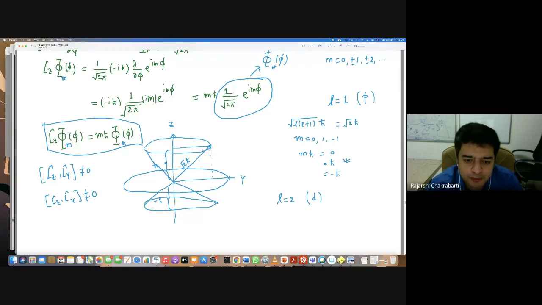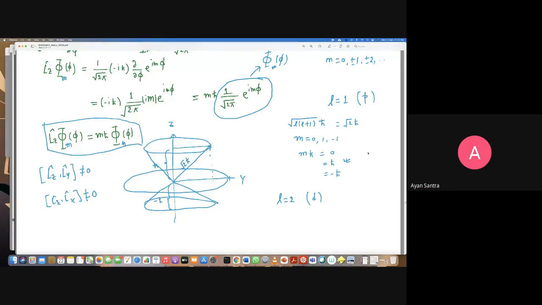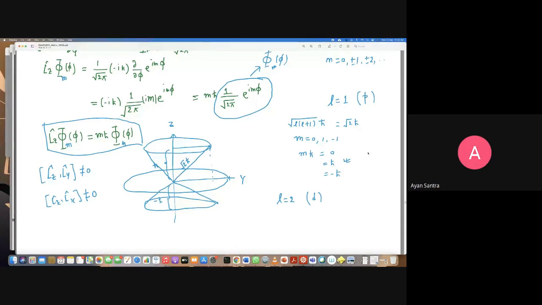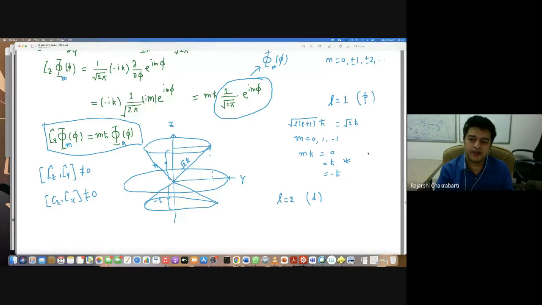This is the length. It's not properly drawn. But the projections are different for different m. This is for m plus 1. This is for m minus 1. And this is for m 0. And what orbital is this? Any idea? You remember this orbital? L equal to 1. P orbital. What are these p orbitals?